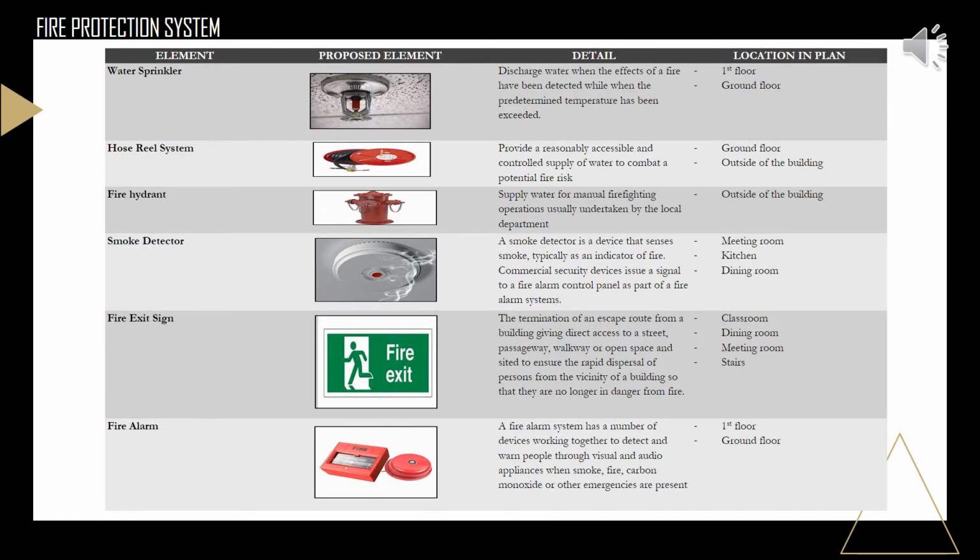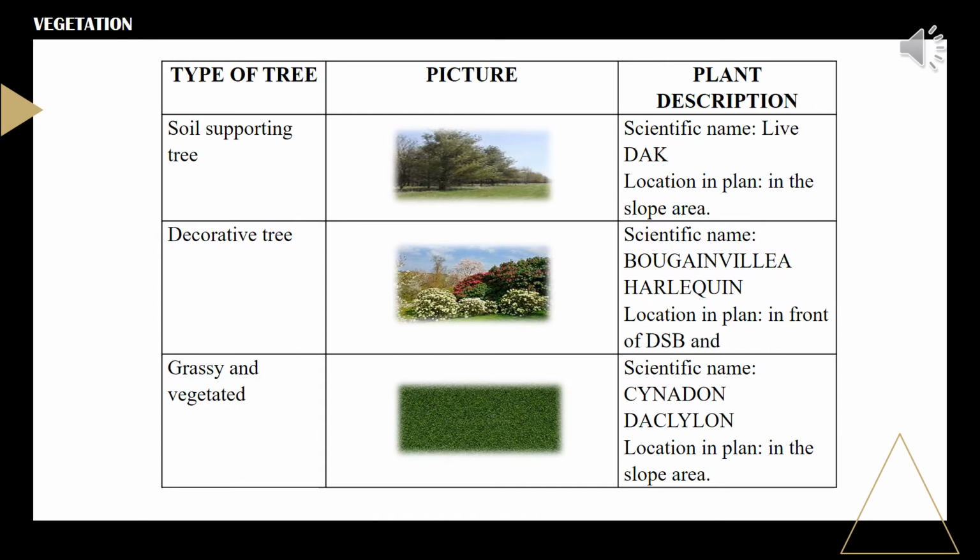Then for the fire protection system, we apply water sprinkler, hose reel system, fire hydrant, smoke detector, fire exit sign, and fire alarm. For vegetation, they have three types of tree, which are soil spotted tree, decorative, and grassy and vegetated.